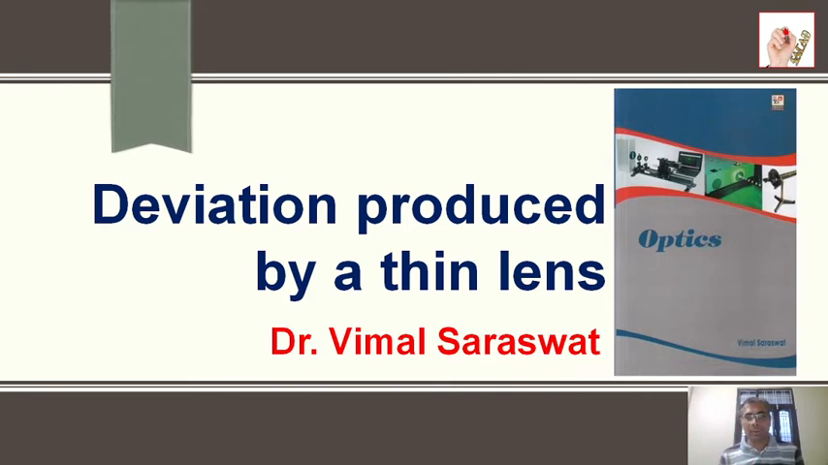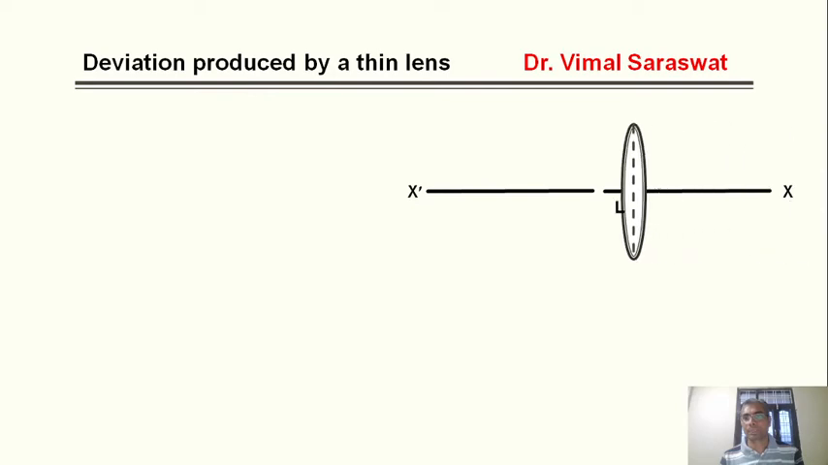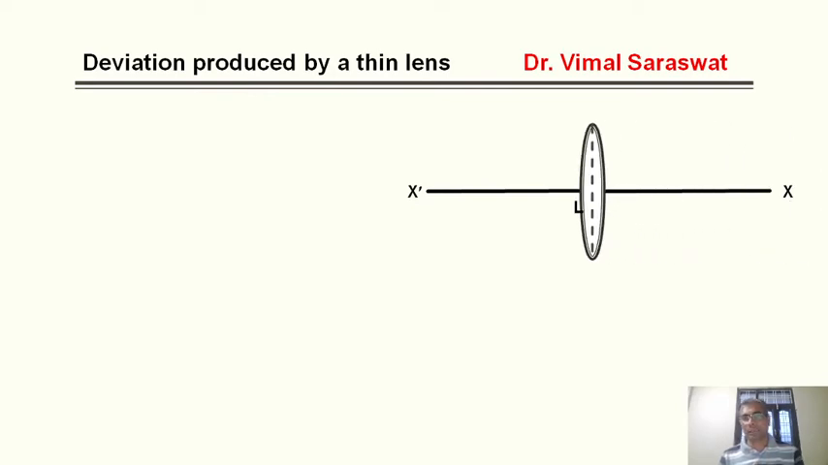Today we will discuss the deviation produced by a thin lens. Now here we have a principal axis. This is our convex lens, or a thin lens. Here we have our object. Now if a ray moves towards the optical center, then it will pass through the lens without any deviation. So the direction of ray OL after refraction will be this one.